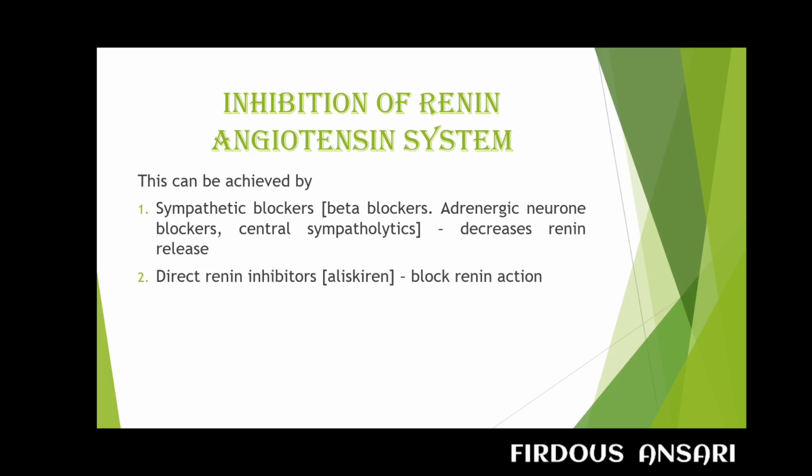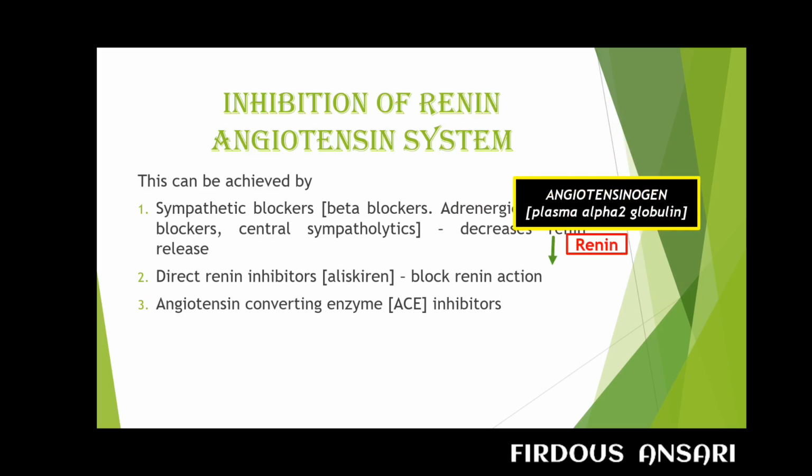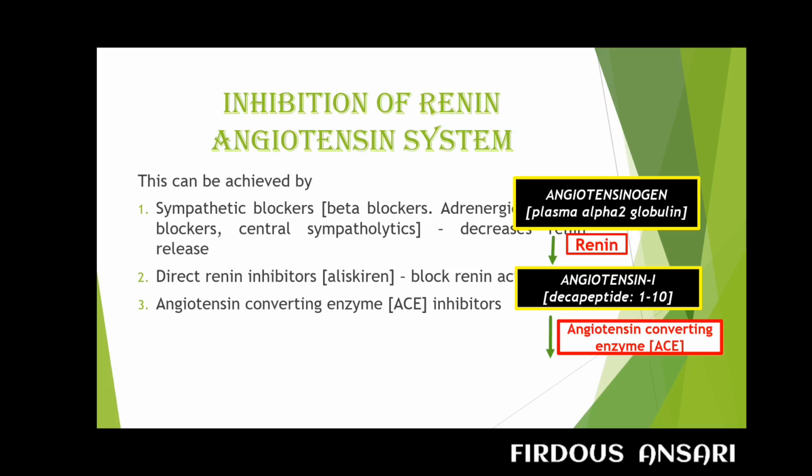The third way by which we can inhibit this is by inhibiting the angiotensin converting enzyme. So we have got angiotensin converting enzyme inhibitors. This enzyme converts angiotensin 1 to angiotensin 2, and when we inhibit this enzyme, there won't be angiotensin 2 available.